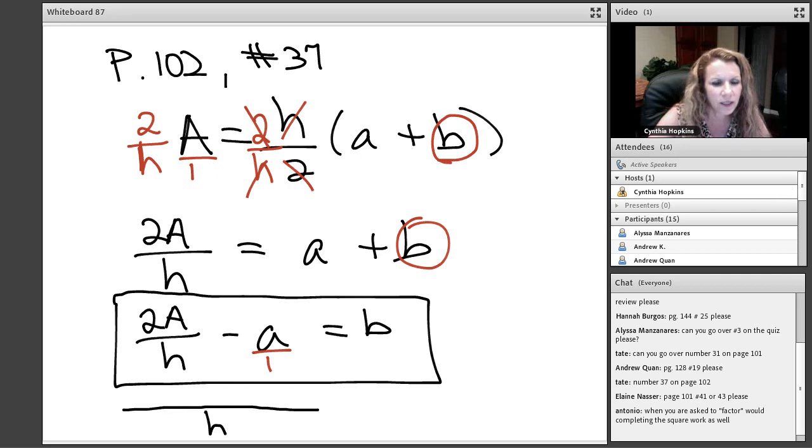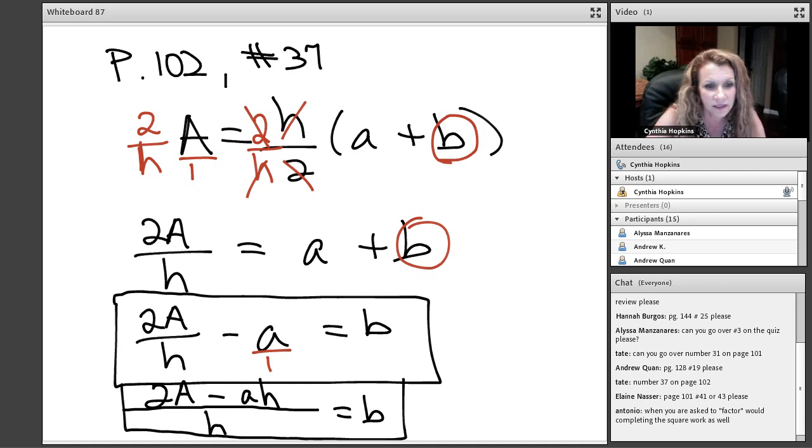Okay, so now my common denominator is h. First fraction, I already had h as my denominator, so my numerator stays as 2 times capital A. And then, excuse me, my second fraction, my denominator was a 1, and now it's an h. So I have to multiply the numerator also times h. And so that, I believe, is the answer that they had in the back of the book. Those are exactly equivalent, and it doesn't matter which way you write it. Both of those are acceptable. Okay.